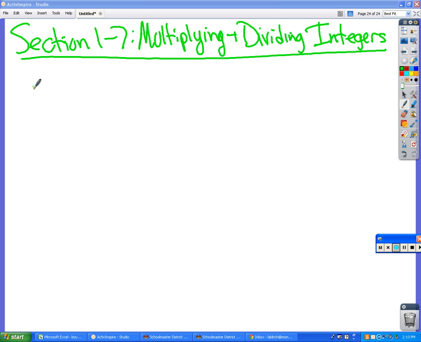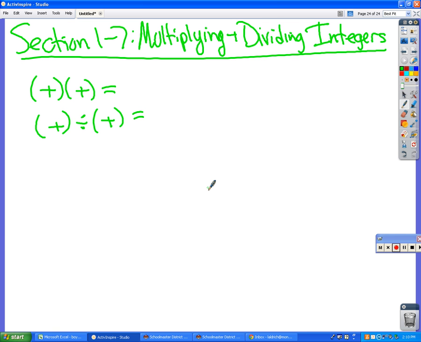If you have a positive times a positive, and since the parentheses are right next to each other, that's how you know we're talking about multiplication. Or if you have a positive divided by a positive, guess what you get? Emily? A positive. And that's what you've been learning since you were just little kids. So if you have 6 divided by 2, obviously you get 3. It doesn't just magically change to be a negative number. So that's the math that you've known how to do forever and ever.